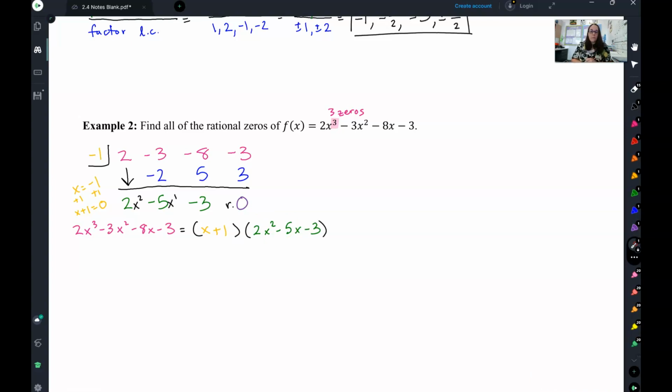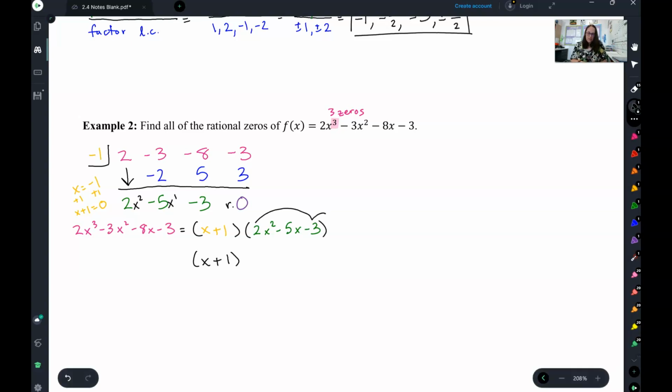And if you remember from 2.3, the key is we have to do synthetic division until we get down to a quadratic. Once we get down to a quadratic, that means we can try factoring it, or if factoring doesn't work, we can do our backup plan of quadratic formula. So I actually don't need to do synthetic division here anymore. I have a quadratic, so I'm going to go right ahead and see if I can factor this.